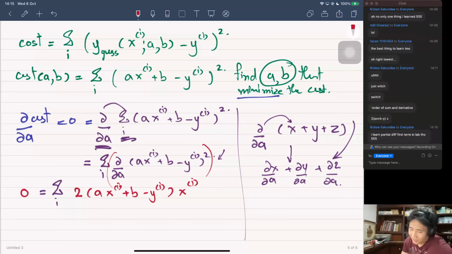This is 0. So 0 is going to be, I'm going to simplify it a little bit. It's 2, because it's equal to 0, right? I can just pull the 2 outside the sum and then cancel it with that one. I can divide by 2 both ways. So let's get rid of that.